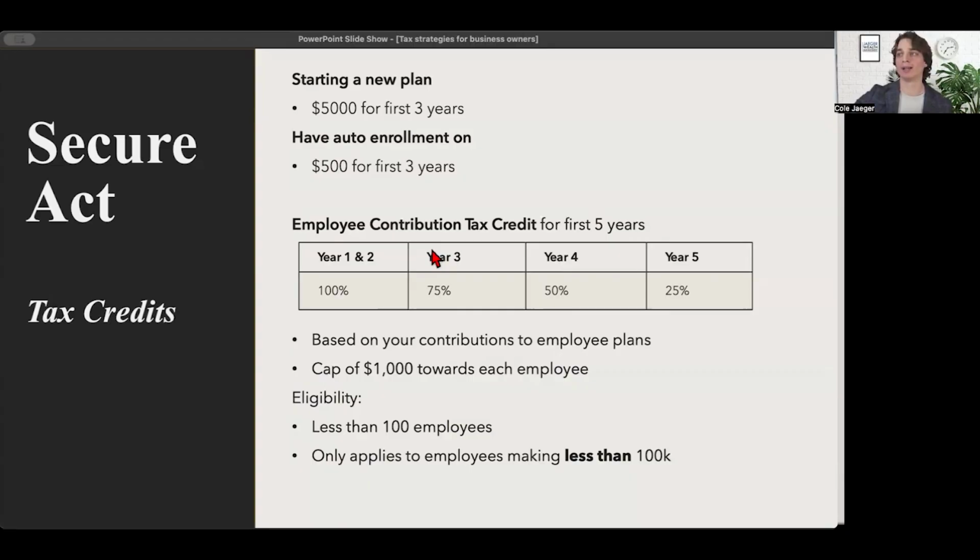And on top of that, there's the employer contribution tax credit for the first 5 years. Companies with less than 100 employees are eligible for employees making under 100K. Any contributions you make to them up to a $1,000 cap are given as a tax credit back to the business. And this phases out over the first 5 years, like you can see in this chart. So you're essentially getting some of your contributions back during those first 5 years.